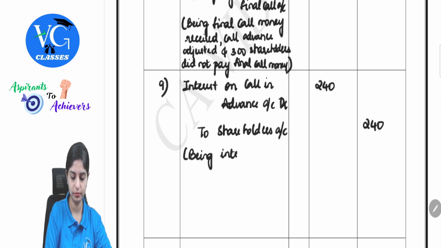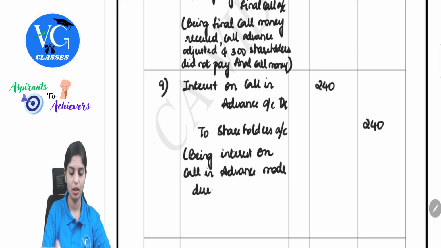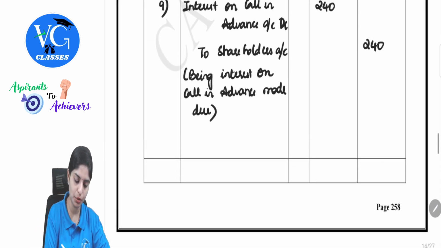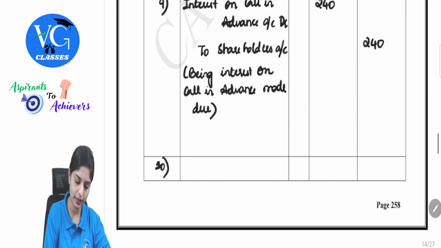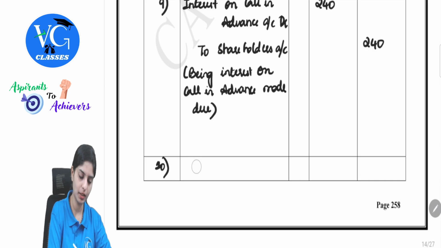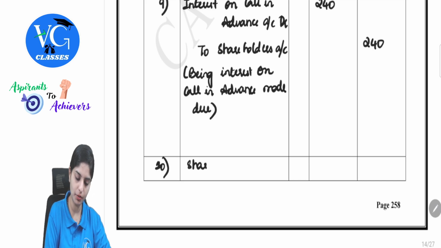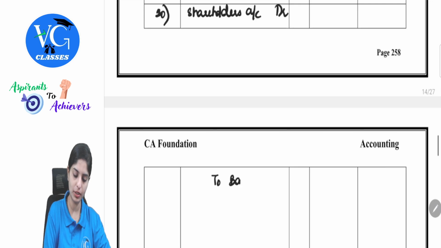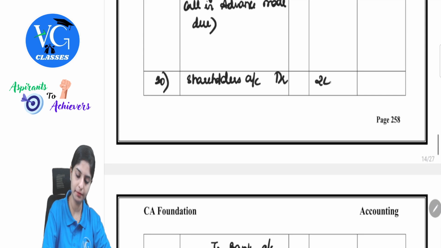Being interest on calls in advance made due. Now, when I was supposed to make this final call, I will also pay it to the shareholder. So, the next entry would be shareholders account debit to bank account. This is nothing but paying the interest. 240, 240.